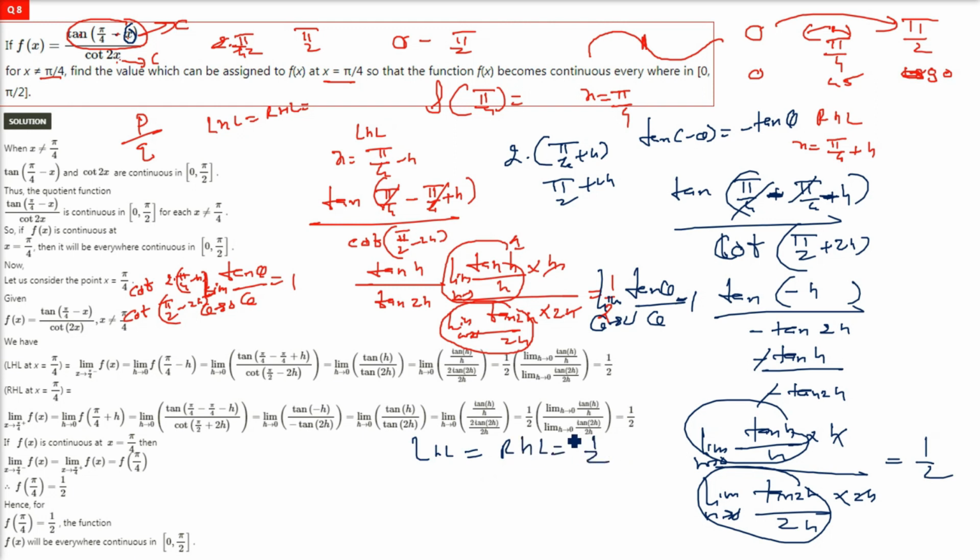Okay. So when LHL and RHL become 1 by 2, the question is asking what value of the function f of pi by 4 should be so that this function is continuous in this interval. So that has to be equal to LHL and RHL, which is equal to half. So f of pi by 4 has to be half so that the function is continuous everywhere. This is the answer. Okay, from 0 to pi, this will be continuous.